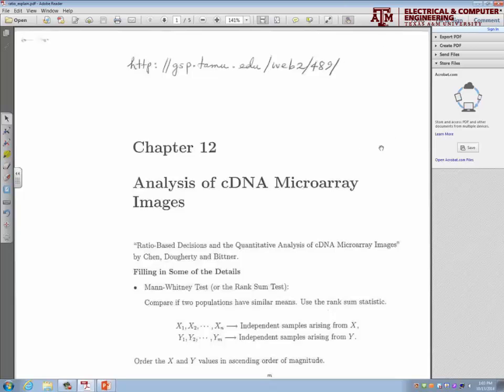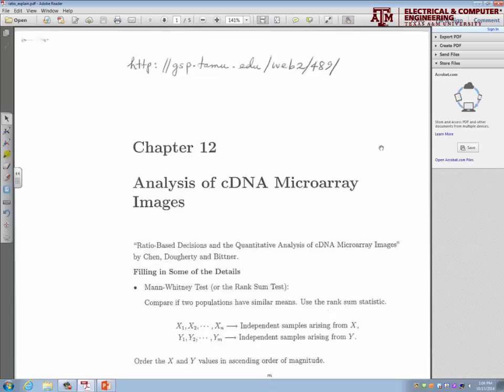So the first one, in this particular paper, the 1997 paper, ratio-based decisions on the quantitative analysis of cDNA microarray images, we will need a number of results. And I want to fill in some of those details. The first one in question is what is called the Mann-Whitney test or the rank sum test.